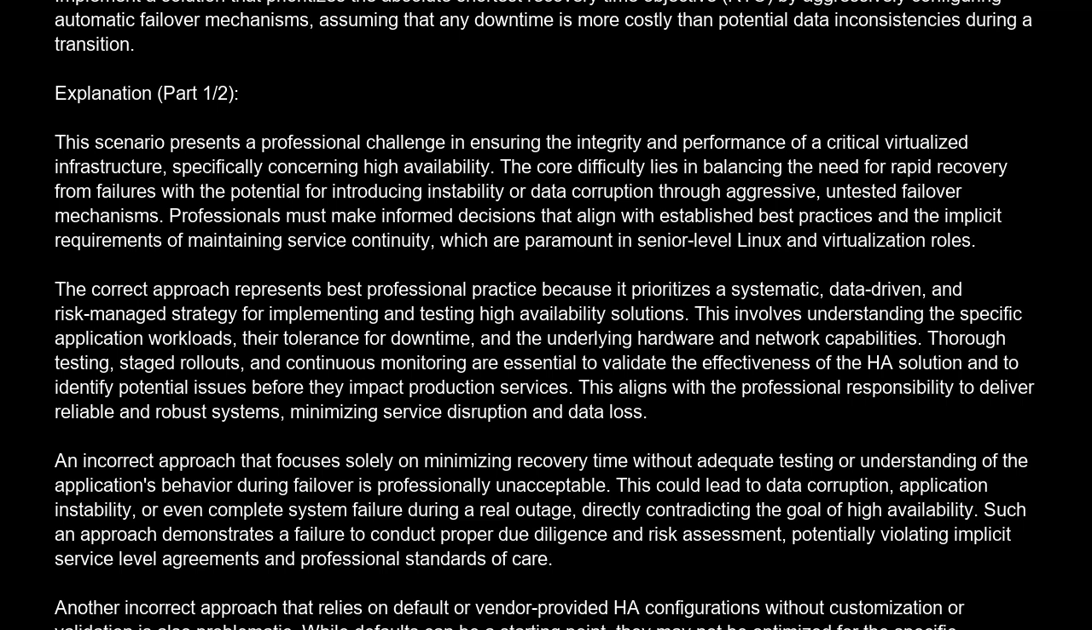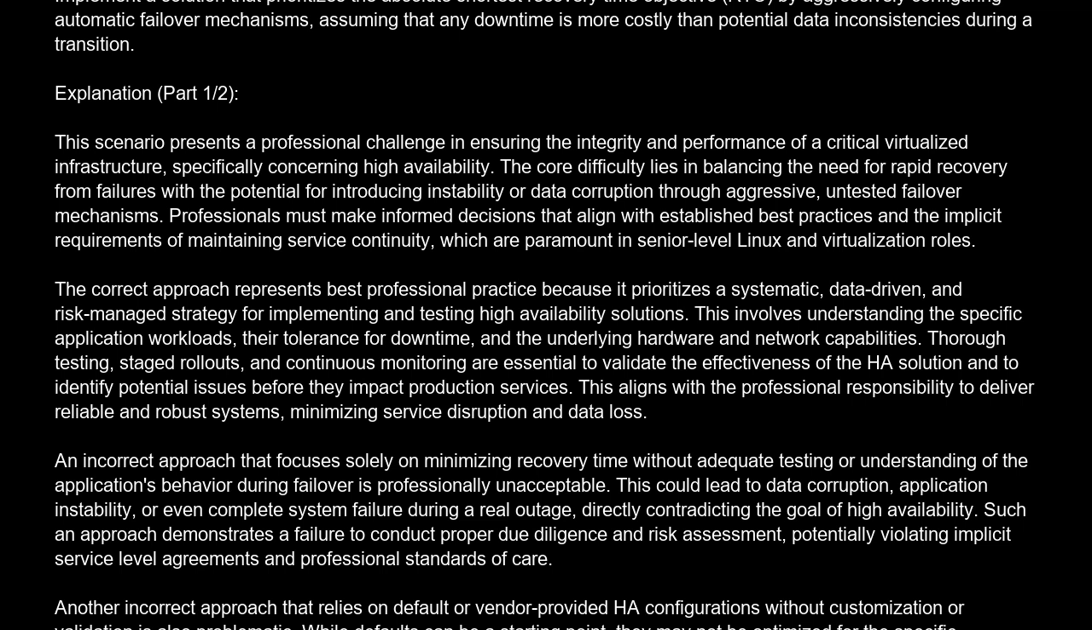Explanation. This scenario presents a professional challenge in ensuring the integrity and performance of a critical virtualized infrastructure, specifically concerning high availability. The core difficulty lies in balancing the need for rapid recovery from failures with the potential for introducing instability or data corruption through aggressive, untested failover mechanisms.